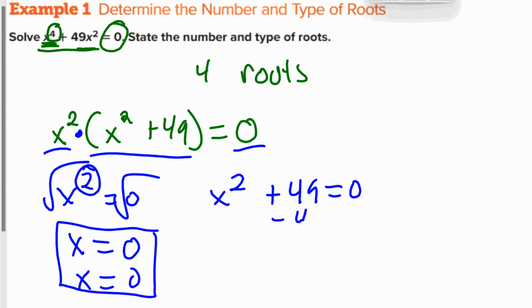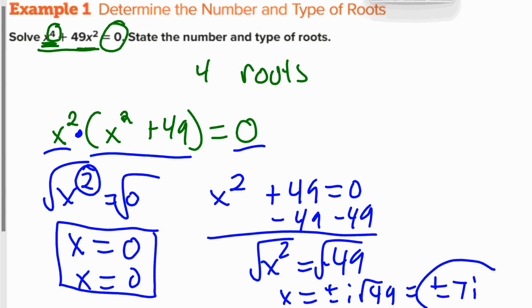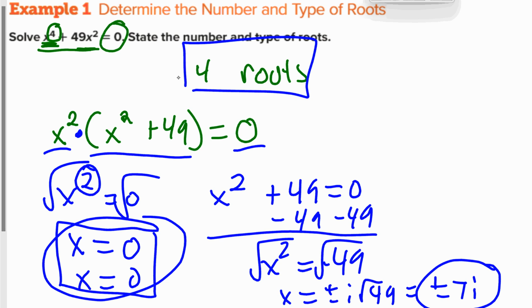Then when I solve this one, I notice when I subtract 49, I get a -49, and when I square root a negative, it becomes plus or minus i square root 49, which indeed equals plus or minus 7i. So there's 2 imaginary solutions or complex solutions, and here's our 2 real solutions. So 4 of them total, and the types are both real and imaginary.